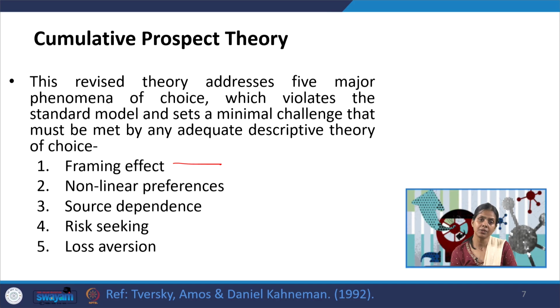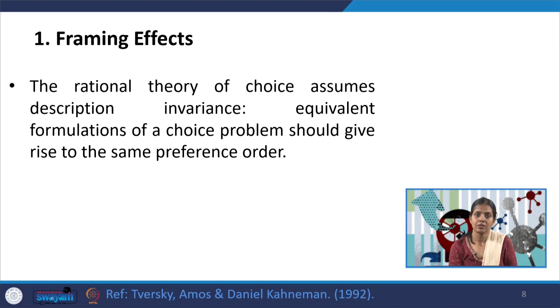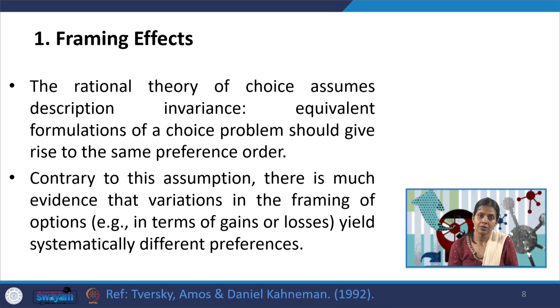Now, I am going to just briefly talk about the 5 of them, and then we can discuss a little more about the 2 aspects which are new to this cumulative prospect theory. Framing effects. The rational theory of choice assumes description invariance, that is, equivalent formulations of a choice problem should give rise to the same preference order. Contrary to this assumption, there is much evidence that variations in the framing of options, for example, in terms of gains or losses, yield systematically different preferences.